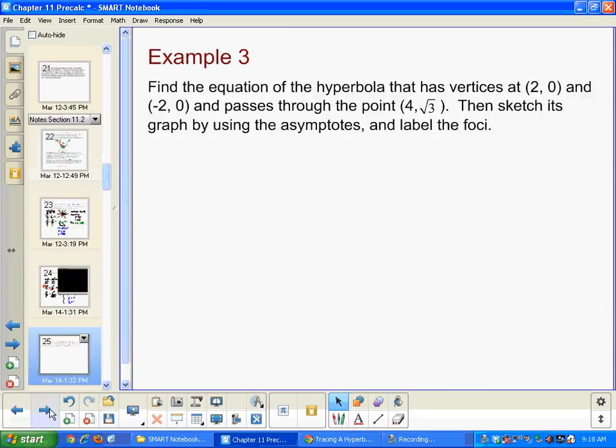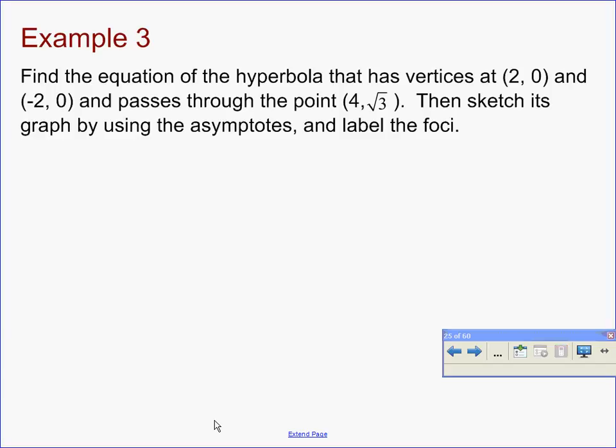And our third example, this is our final example for this section. We're going to find the equation of a hyperbola that has vertices at (2, 0) and (-2, 0), passing through the point (4, root 3). And then we're going to sketch its graph by using the asymptotes and label the foci. So this problem is a little bit different. It gives you a point on the hyperbola.